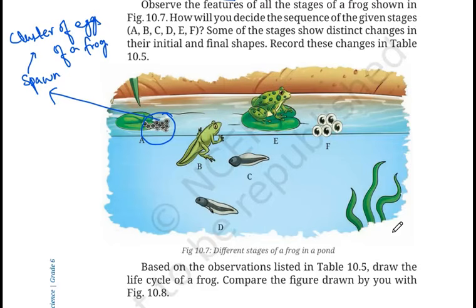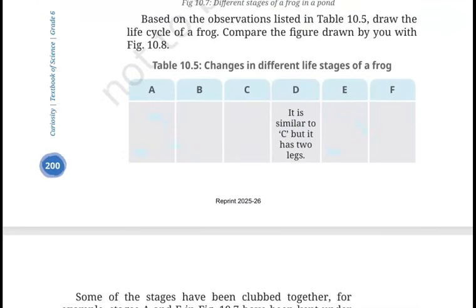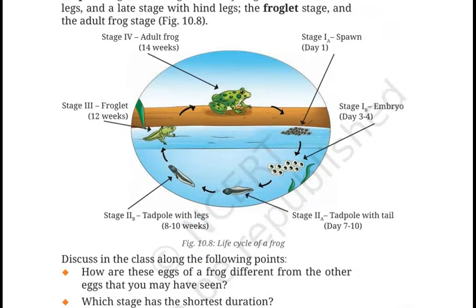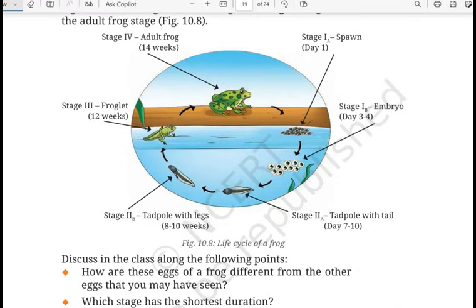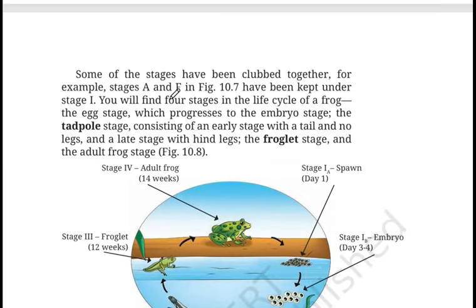I told you a few of them. Can you arrange them, the life cycle in a sequence? Can you write what will happen stage by stage? So let us see. Let us read a bit. You see, what will happen? You will see 4 stages in the life cycle of a frog.